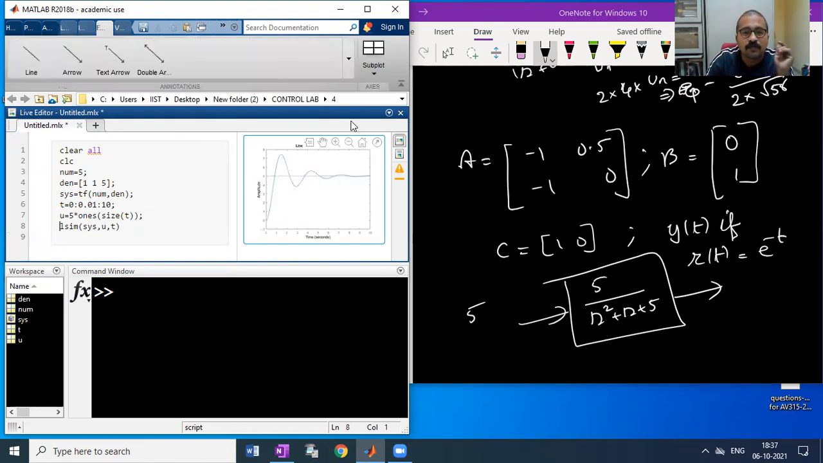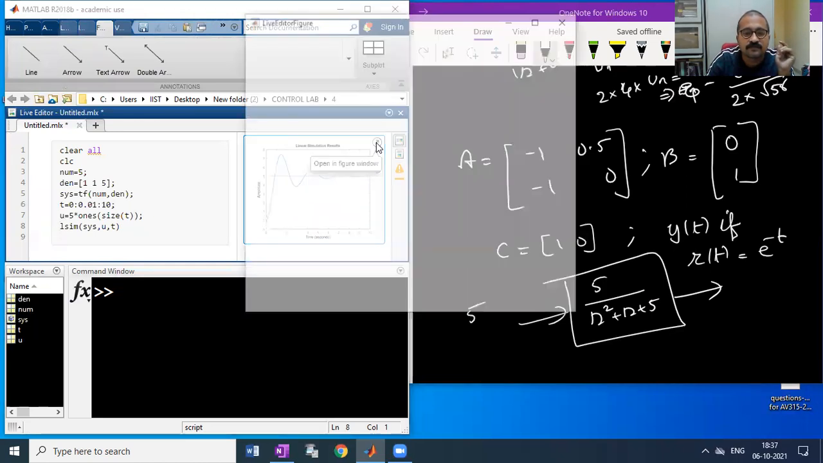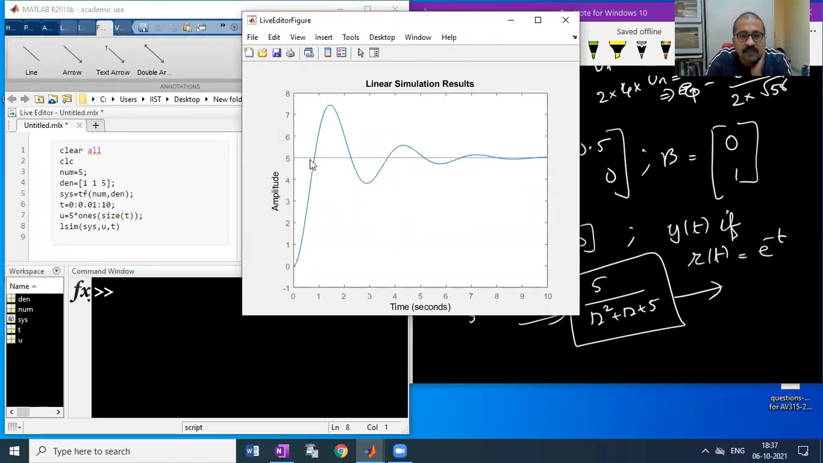So we got the step response. You see the green color, what's the magnitude? It is 5. And this is the corresponding unit step response. So with the help of the lsim or lsimplot MATLAB command, we can have the response due to any kind of input signal. That's all about the transient response.